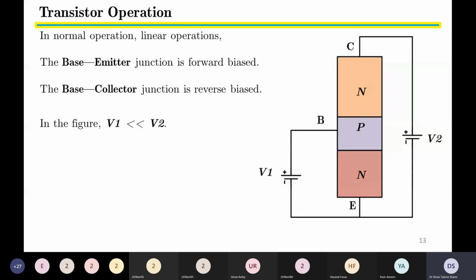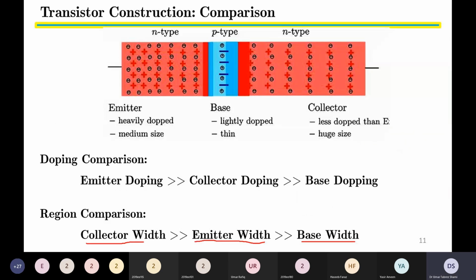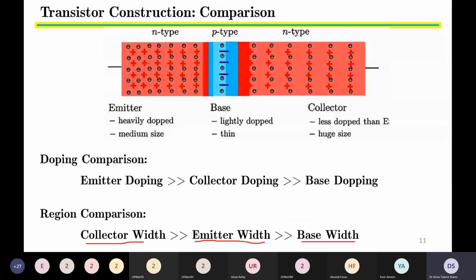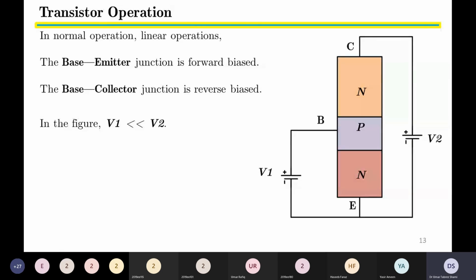And then another line that we saw in the transistor construction was that the collector base junction is always reverse bias, and the emitter circuit is in forward bias. So the collector base junction is always reverse bias, whereas the emitter base junction is always forward bias. And this we will look at in our slide number 13.